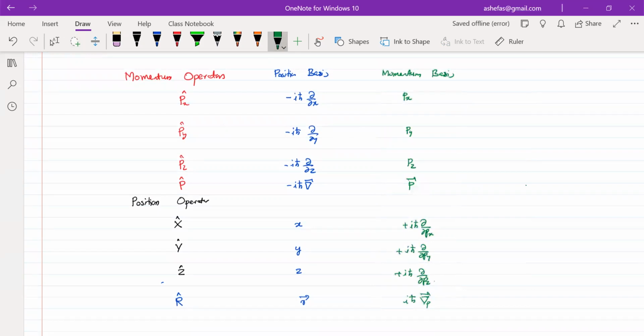So these are the momentum basis and position basis representations of the momentum operator and the position operator. Next, we'll try to calculate the commutator of the position and momentum operators in some basis. Whether you use the position basis or the momentum basis, you will get the same result. We'll compute that commutator relation in the next class.